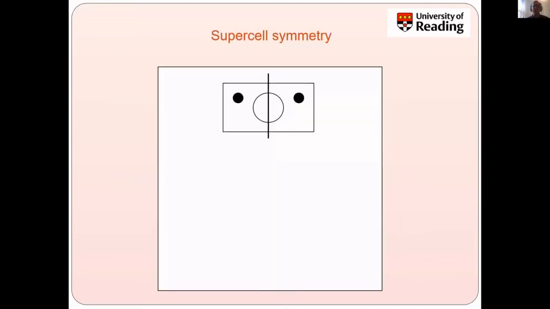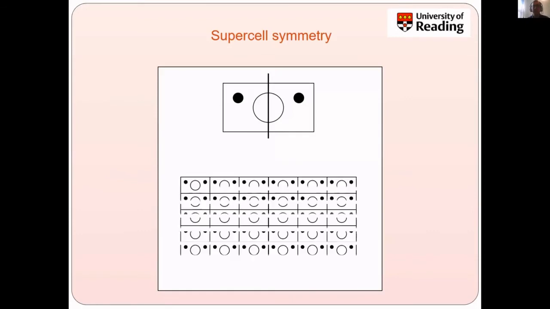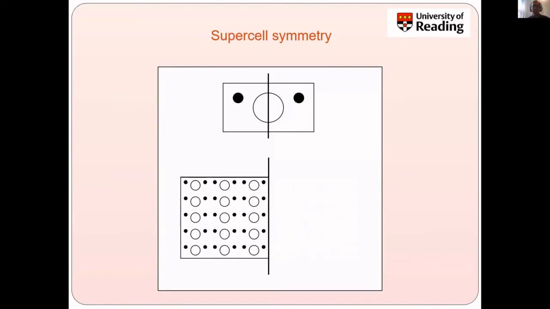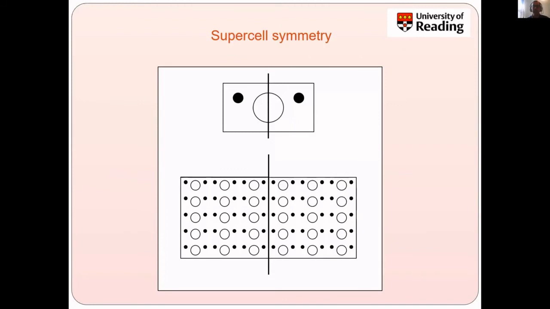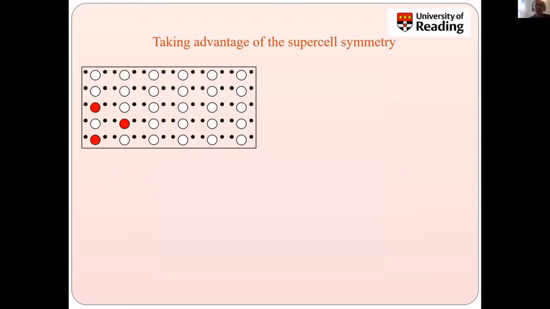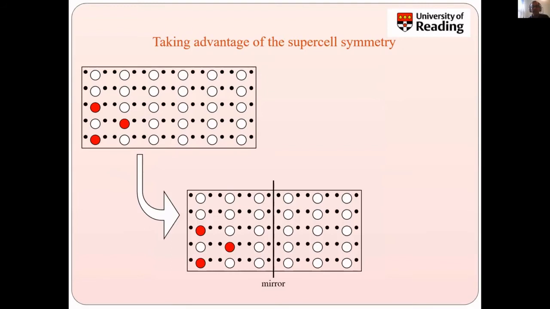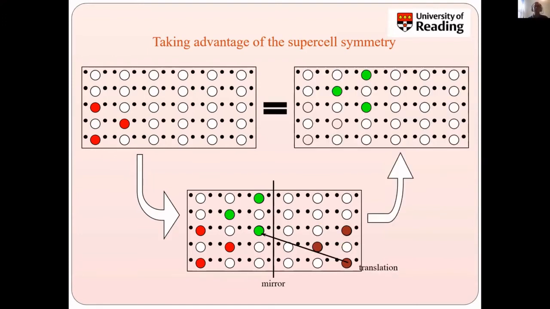For example, if you have a supercell symmetry like this, then a mirror symmetry in the unit cell is also valid in the whole supercell. And then you can figure out that there are also translations, of course, a translation symmetry. So if you have a defined configuration like this, and there is a mirror symmetry, you don't need to calculate this one and this one. They are both identical, and they are identical to all the translations of this one. So these 2 configurations are the same, and you don't need to consider all of them.